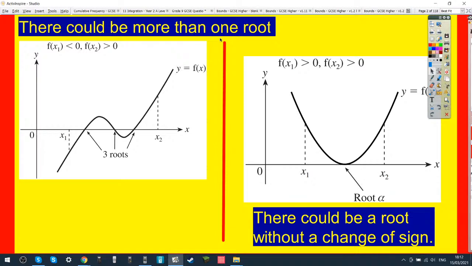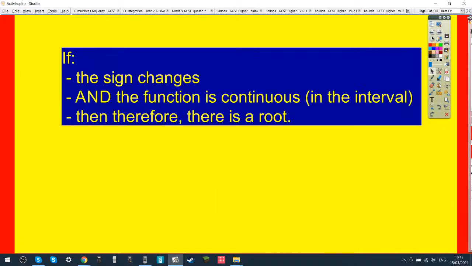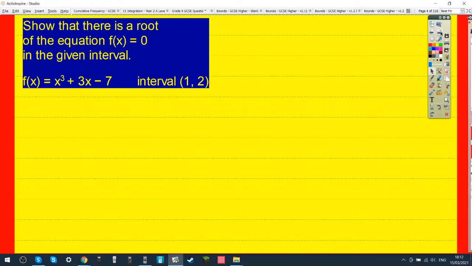There could be more than one root. Here we've got 3 roots in the interval x1 and x2. There could be a root without the change of sign: there's a root, but the sign doesn't change, positive, positive. However, if the sign changes and the function is continuous in the interval, then there is a root. Continuous meaning there isn't a discontinuity or a break in the graph. Yep, how would you do this one?